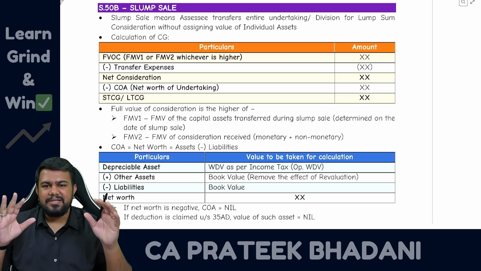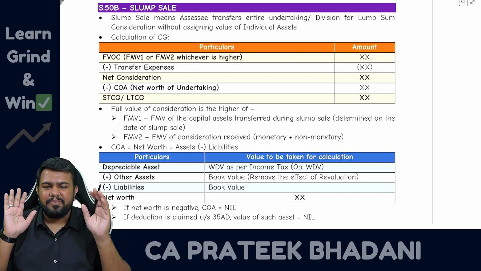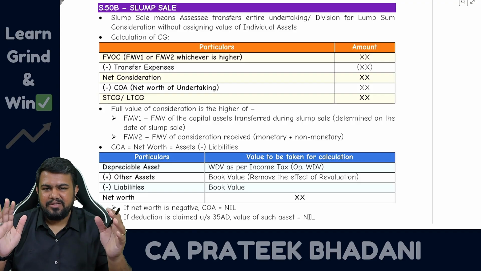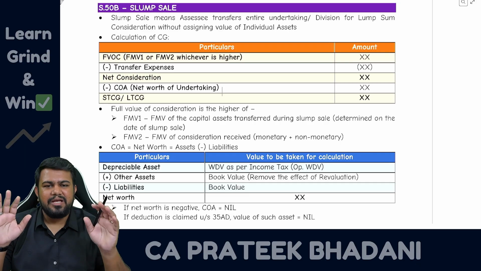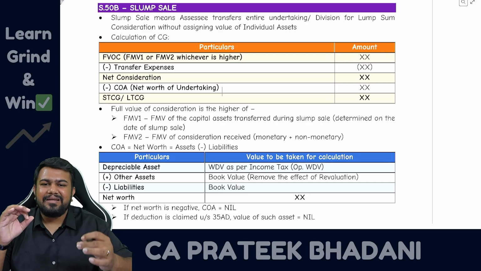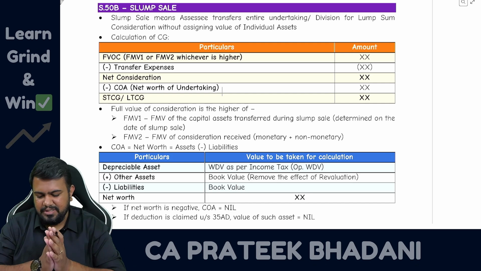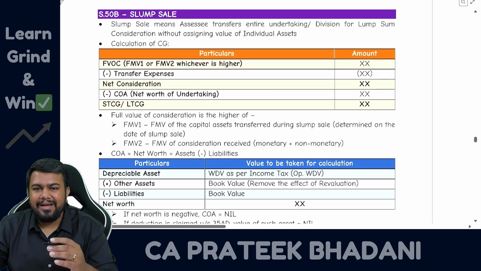Slump sale means an undertaking or a business is sold as it is from one person to another person without deciding the value of the individual assets. So for example, one business is there, I have sold that business for 100 crores, but I have not seen each and every asset, and for that I have not fixed the value separately. I have just decided the lump sum value of this business. This is slump sale. In slump sale, how to calculate the capital gain?